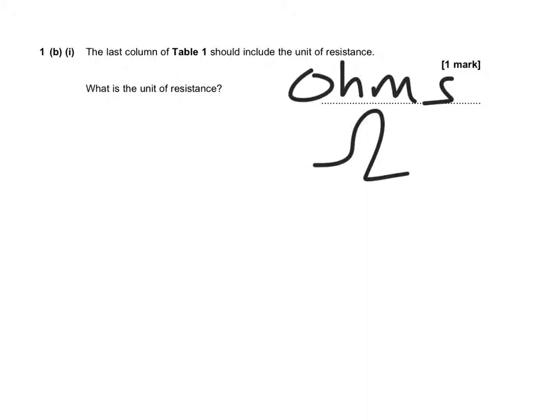Part 1b is a nice easy one. It just asks you what the unit of resistance is. You should know that the unit of resistance is ohms, you just need to learn that, or you could use the symbol omega. Either one of those gets you that mark. That should be a nice straightforward question, please just learn that.